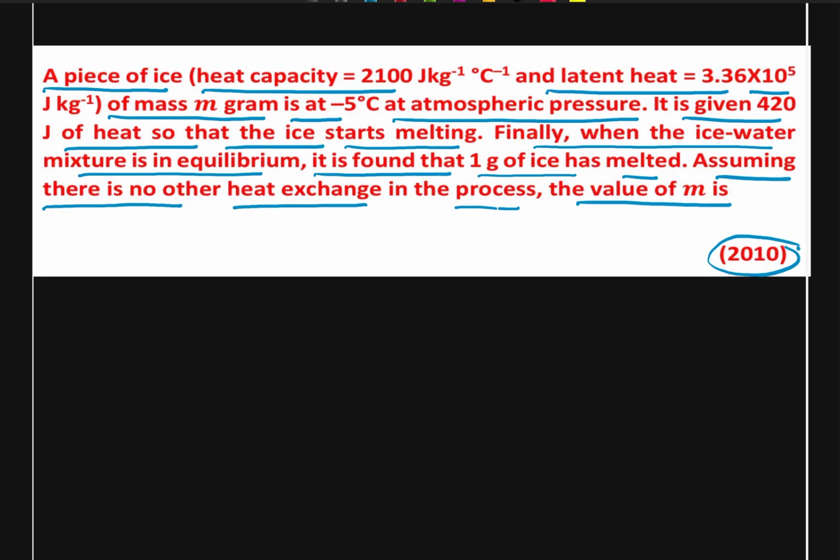So we have to find out the mass of the ice, and in this case we have to remember that only 1 gram of ice has been melted. It means the heat was only sufficient to melt 1 gram of ice.